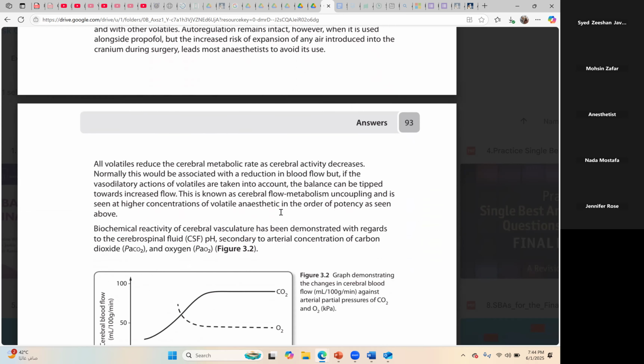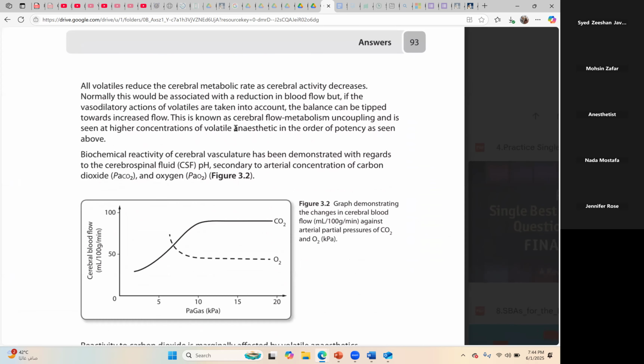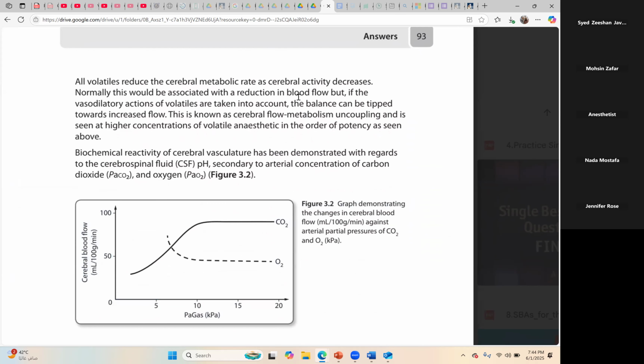its use. All volatiles reduce the cerebral metabolic rate as cerebral activity decreases. Normally, this would be associated with a reduction in blood flow. But if the vasodilatory actions of volatiles are taken into account, the balance can be tipped towards increased flow. This is known as cerebral flow metabolism uncoupling.